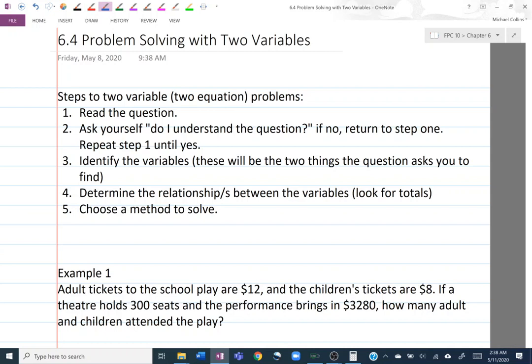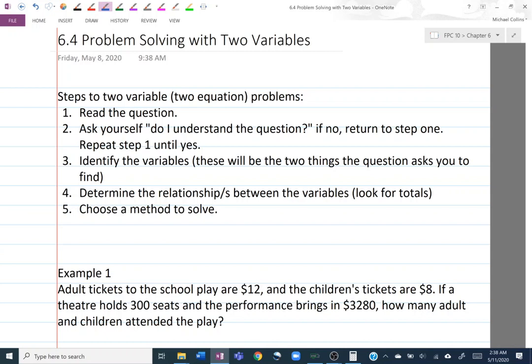Step three is identify your variables. We talked about this last time we did word problems. Step four is determine the relationship between the variables, and my hint here is to look for totals. And step five, choose a method to solve. We have three methods you can choose: graphing, addition, or substitution. Those are the three ways we've gone over solving linear systems.